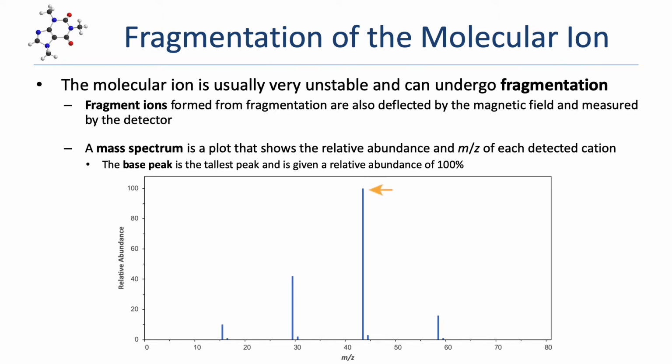The tallest peak is called the base peak and given a relative abundance of 100%. So this is what a typical mass spectrum looks like. You can see on the horizontal axis, we have the mass to charge ratio, and on the vertical axis, we have the relative abundance. So you can see that in this particular spectrum, we have what looks like four major peaks.